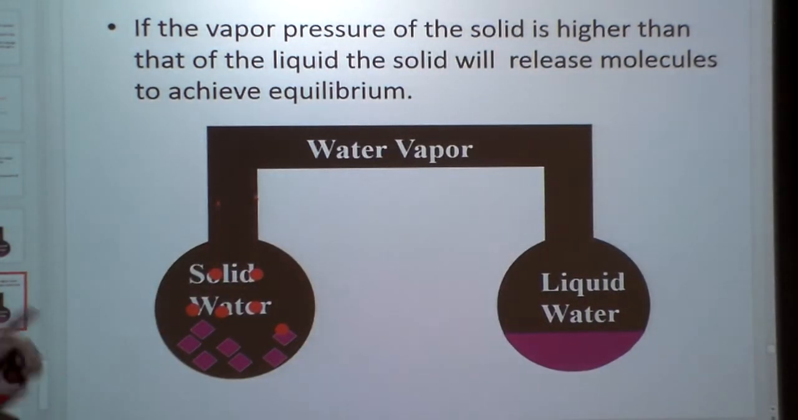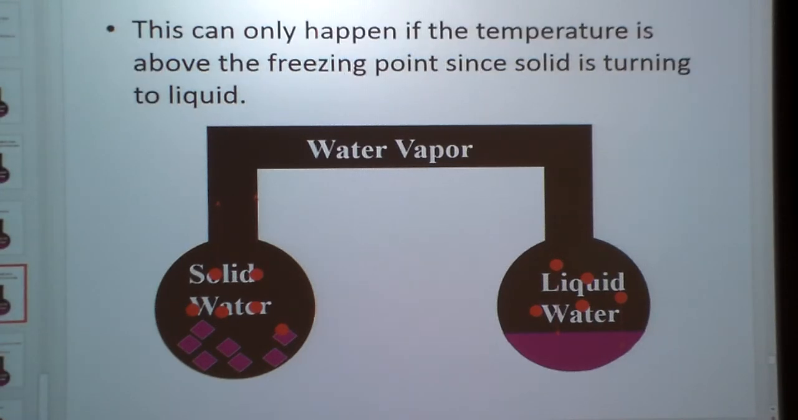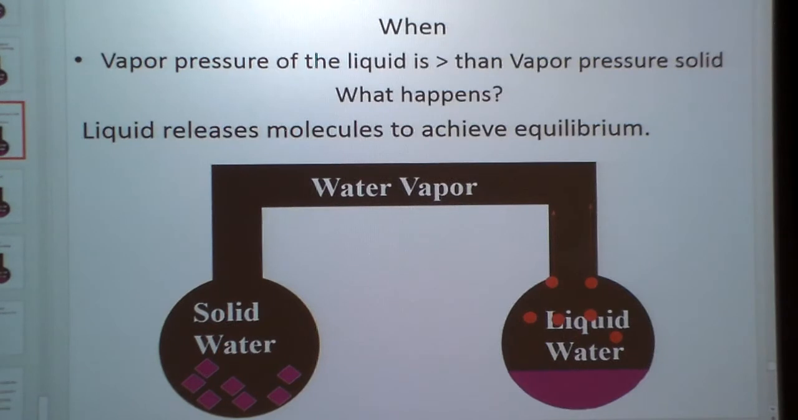What do you mean by the equilibrium? I mean the equilibrium between melting and freezing, not condensating, because that involves a gas, while the molecules condense to a liquid. This can only happen at temperatures above the freezing point since the solid is turning into a liquid. Like I said, we're going rapidly.